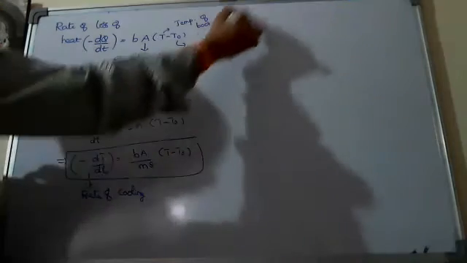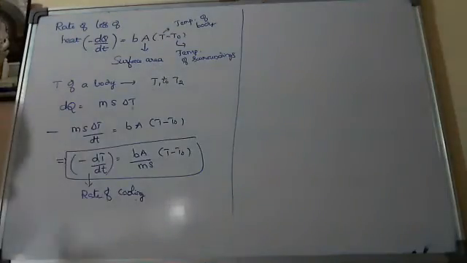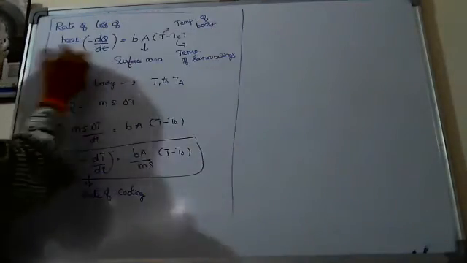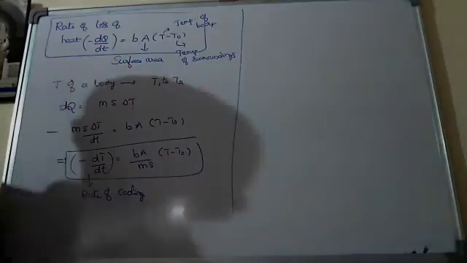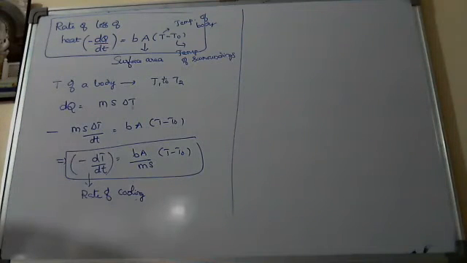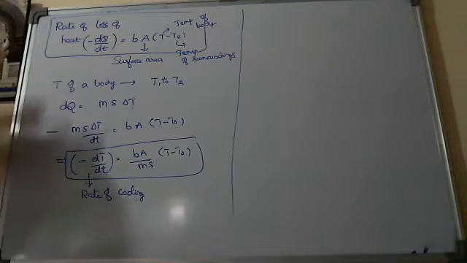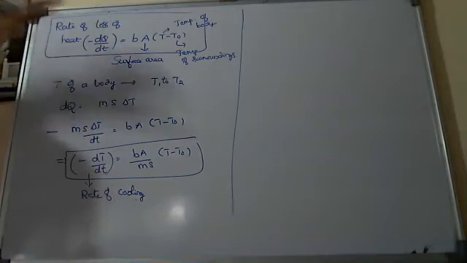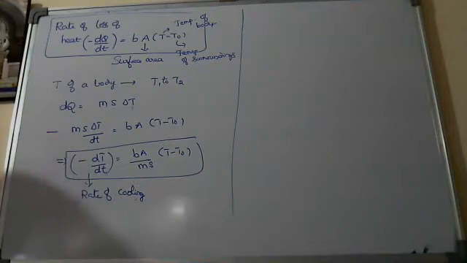So fundamentally we are seeing only two formulas. One is the rate of loss of heat, the other is the rate of cooling. Change in temperature by time is the rate of cooling, and loss of heat divided by time is the rate of loss of heat. From these two fundamental formulae, suppose we take two questions here.